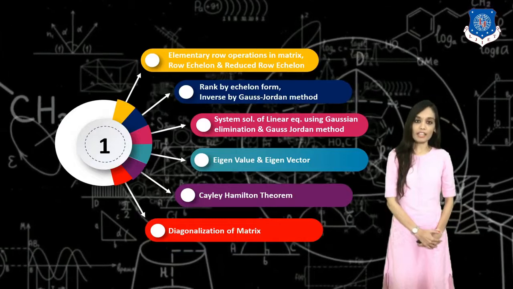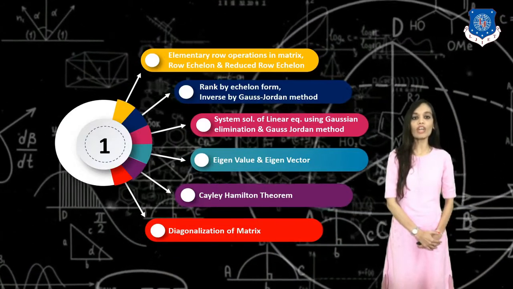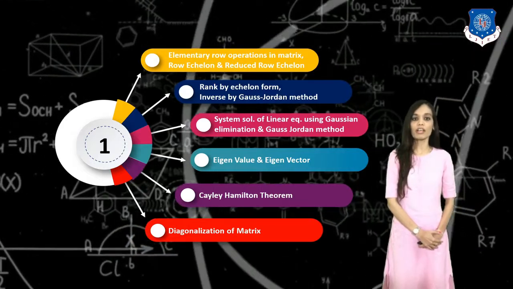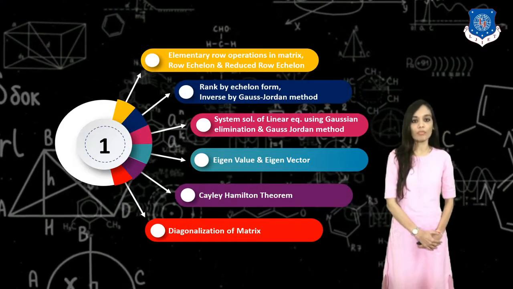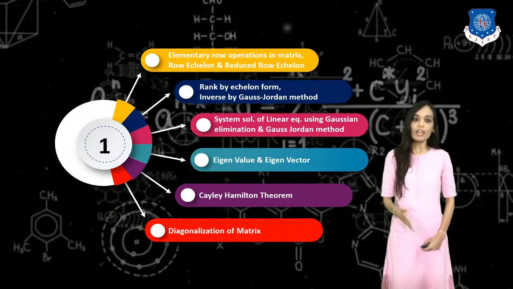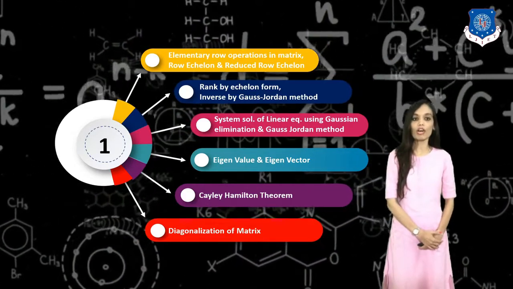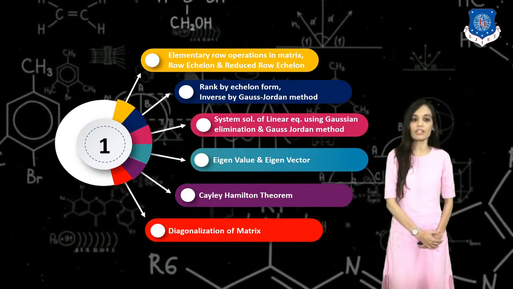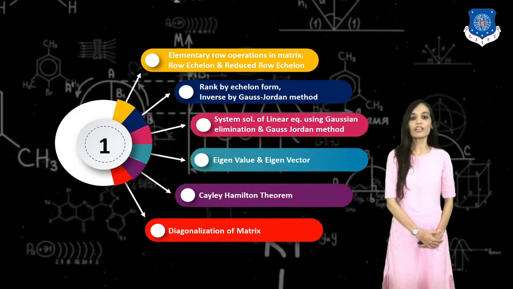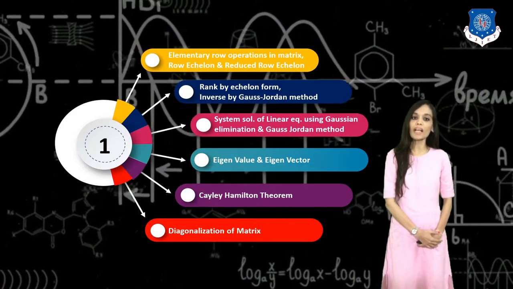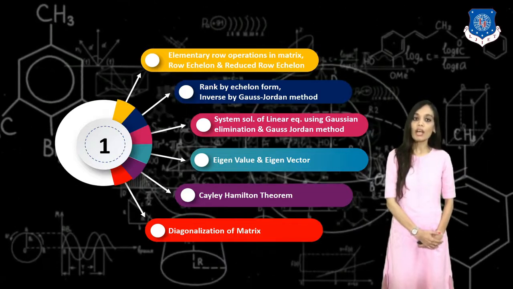Firstly, what is a matrix? A matrix is a rectangular array of numbers, symbols or expressions arranged in rows and columns. You can now have a look at the subtopics listed here. The most amazing application of matrices is that we can solve the system of linear equations by Gauss elimination and Gauss-Jordan method. Both the methods include simple elementary row operations.